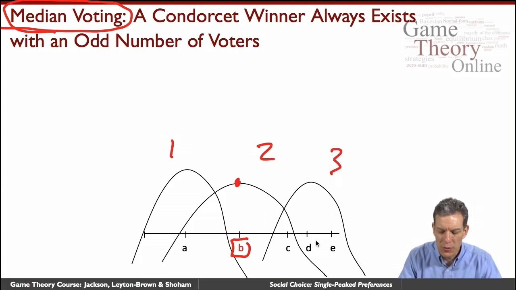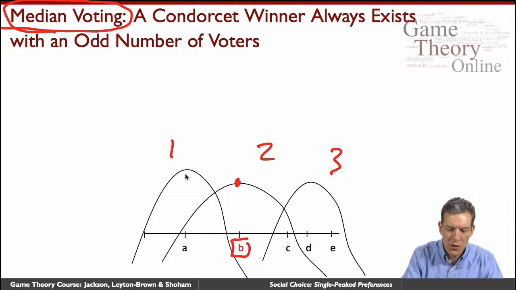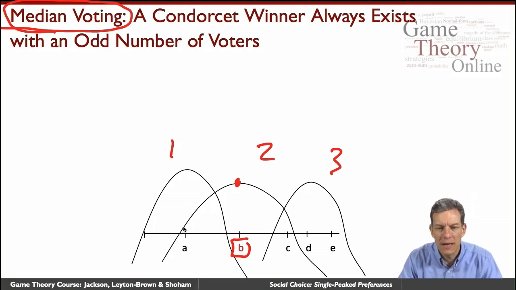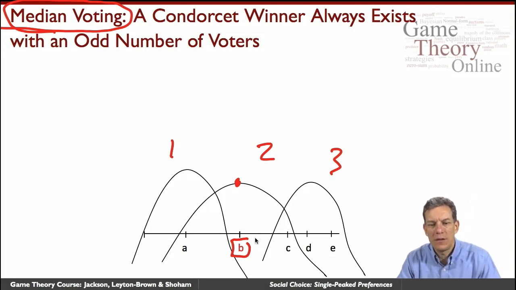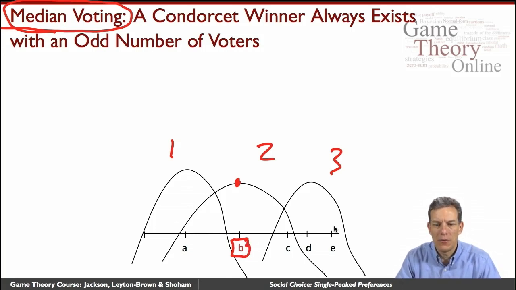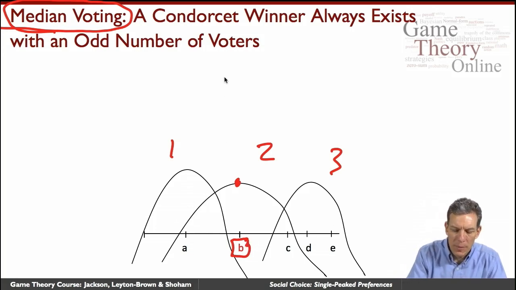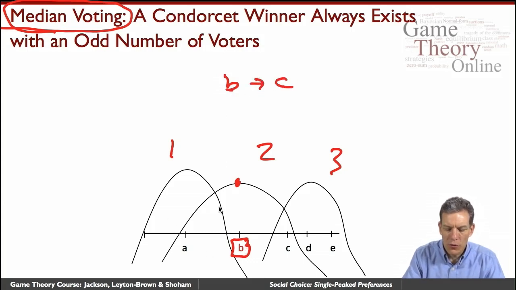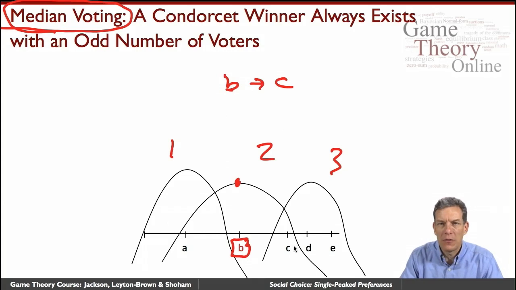Person 3's most preferred alternative is D. Person 1's most preferred alternative is A. And let's verify that this outcome B is actually going to beat everything in a pairwise comparison. So suppose we compare B to C. Well, both persons 1 and 2 like B better than C. They also like it better than D and E, right?